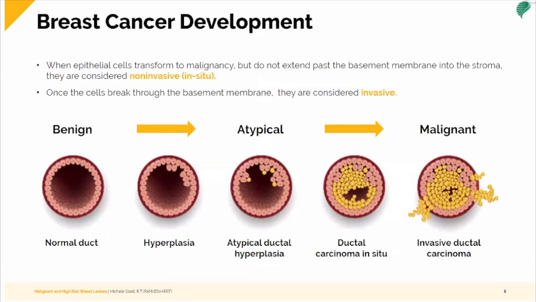So when epithelial cells transform to malignancy, but do not extend past the basement membrane into the stroma or the fatty tissue. So you have your duct here with the basement membrane here. That would be a breast cancer that is non-invasive, or it's called in situ. Once the cells break through the basement wall, as you can see on this far image, that's that basement membrane, now they are breaking out these malignant cells. Then it's called an invasive cancer.